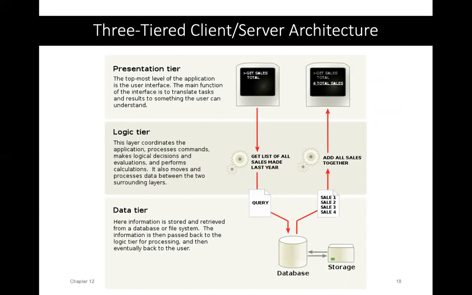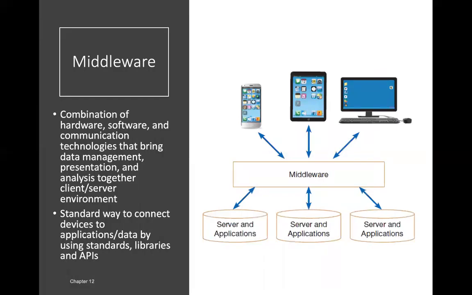Another component that we need to know about in this environment is something called middleware. So we've got hardware, we've got software, and we have this term called middleware. So what does it say there on the left? What do we mean by middleware? This is a combination of hardware, software, and communication technologies that bring all the management, presentation, and analysis together in our client-server environment.